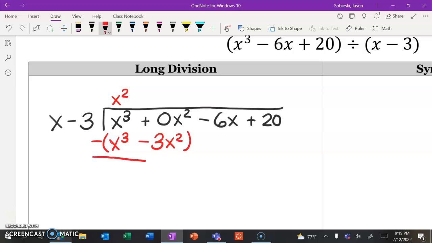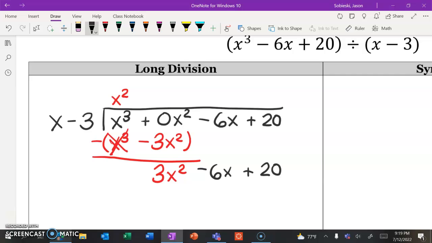Okay, and now we're going to see if we do this subtraction, what we can cancel out. So x to the third minus x to the third, they go away. 0x squared minus negative 3x squared will give us a positive 3x squared. Okay, so we can put that there. We're going to copy down the minus 6x plus 20 since we haven't used that yet. All right, and our first step is done.